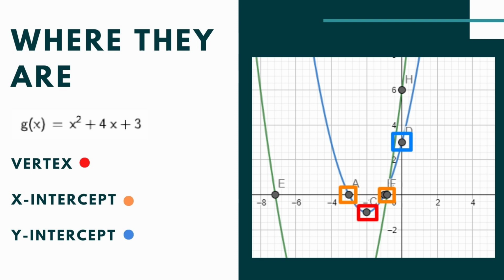With all of our objectives achieved, we have successfully graphed the functions, identified the vertex, domain, range, and the x and y intercepts, and broke down how we achieve each result.